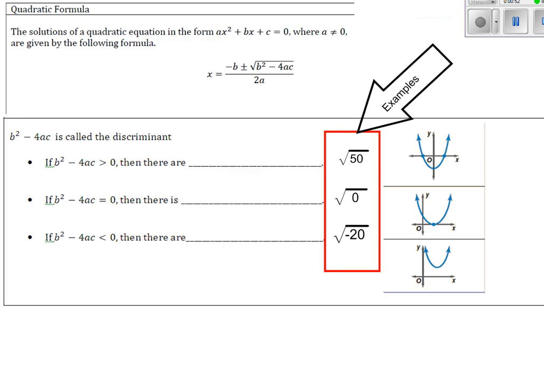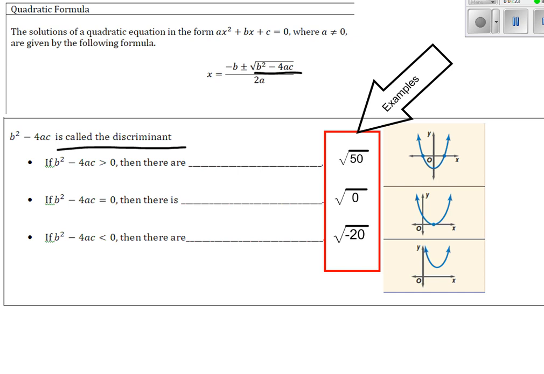So we've got negative b plus or minus the square root of b squared minus 4ac all over 2a, where that a, b, and c is exactly what comes out in the problem. So ax squared plus bx plus c. The b squared minus 4ac part is called the discriminant. All right, and the discriminant tells you exactly how many answers you should have.